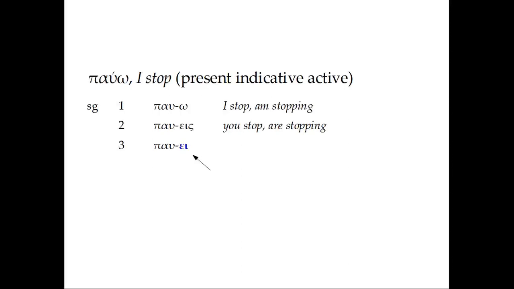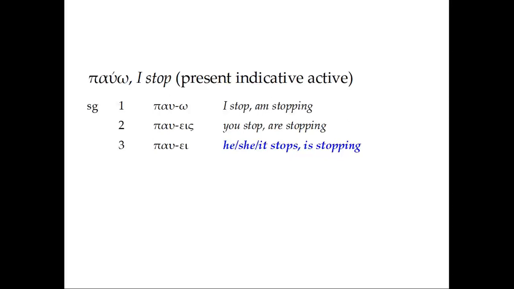Third person singular, it's the same. Pauēi, different ending than the other two endings. He, she, or it stops. He, she, or it is stopping. He, she, or it does stop. All we need to express that long phrase, in English it's 3 words, she is stopping, we can just say pauēi, 1 word in Greek.